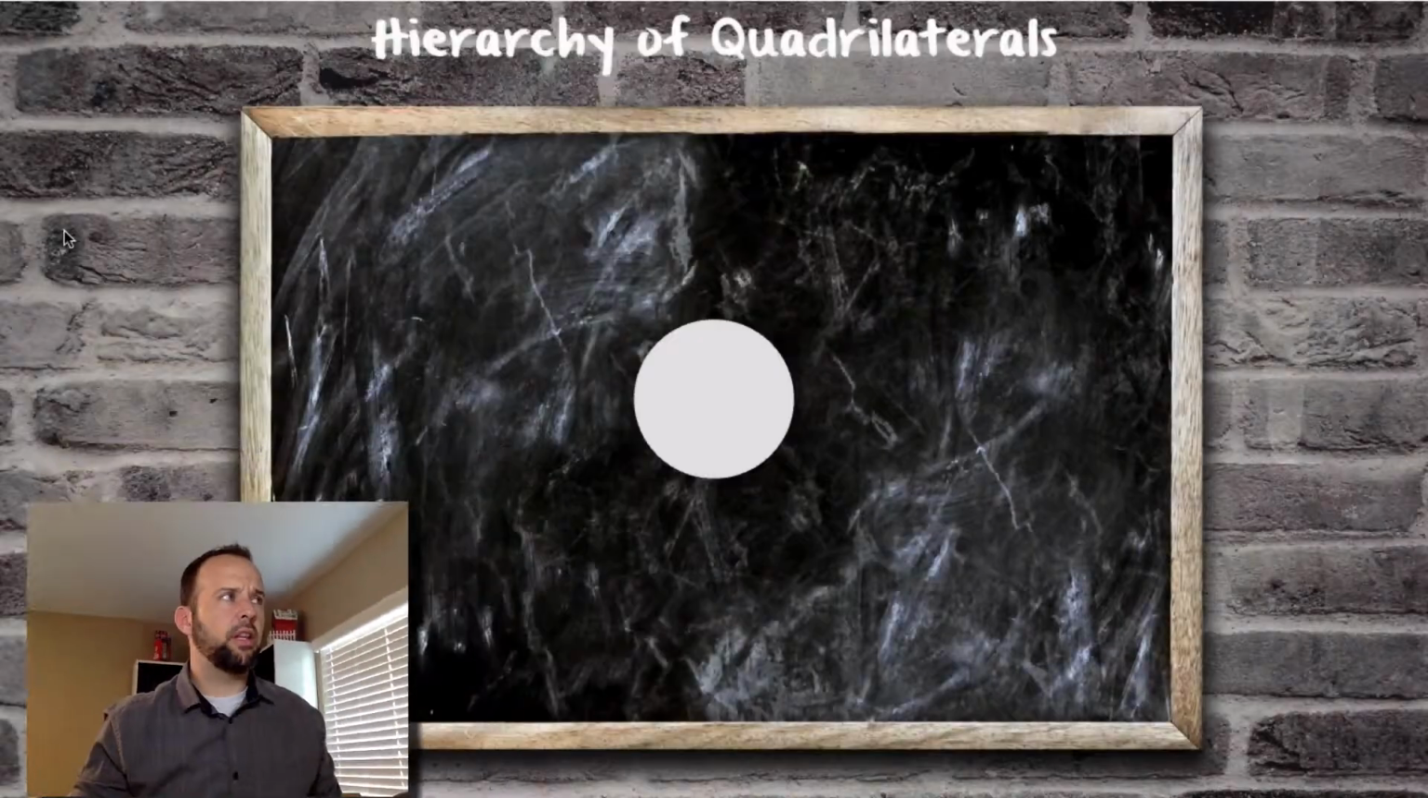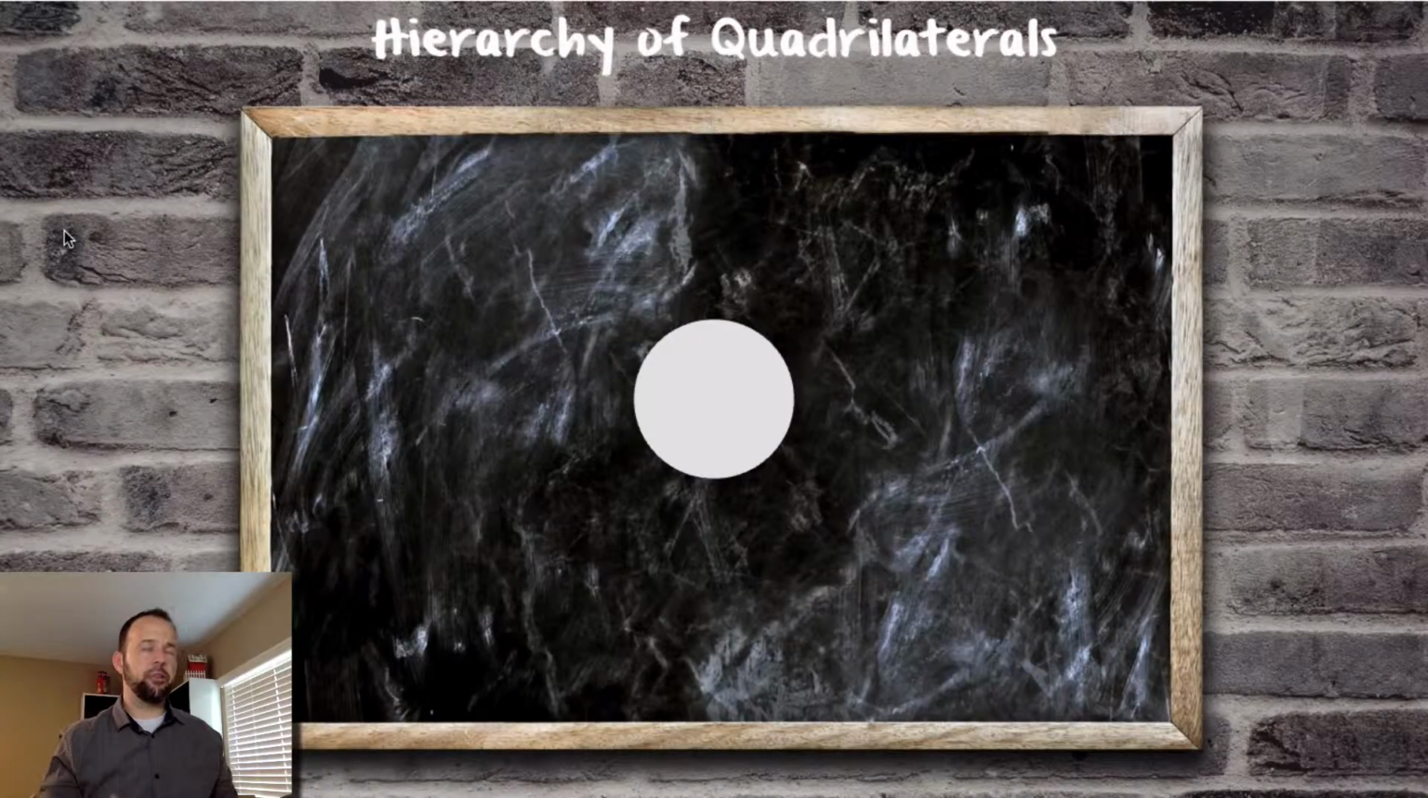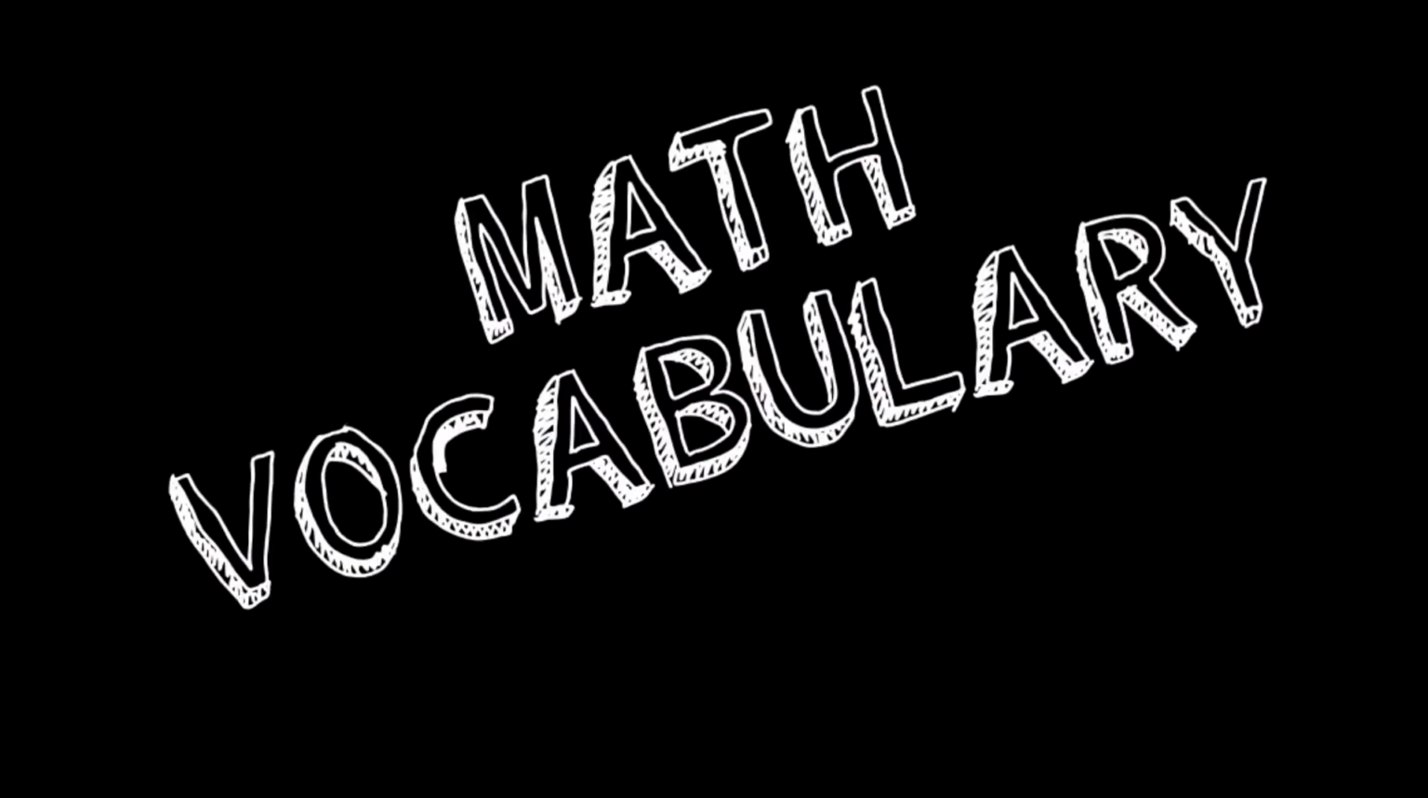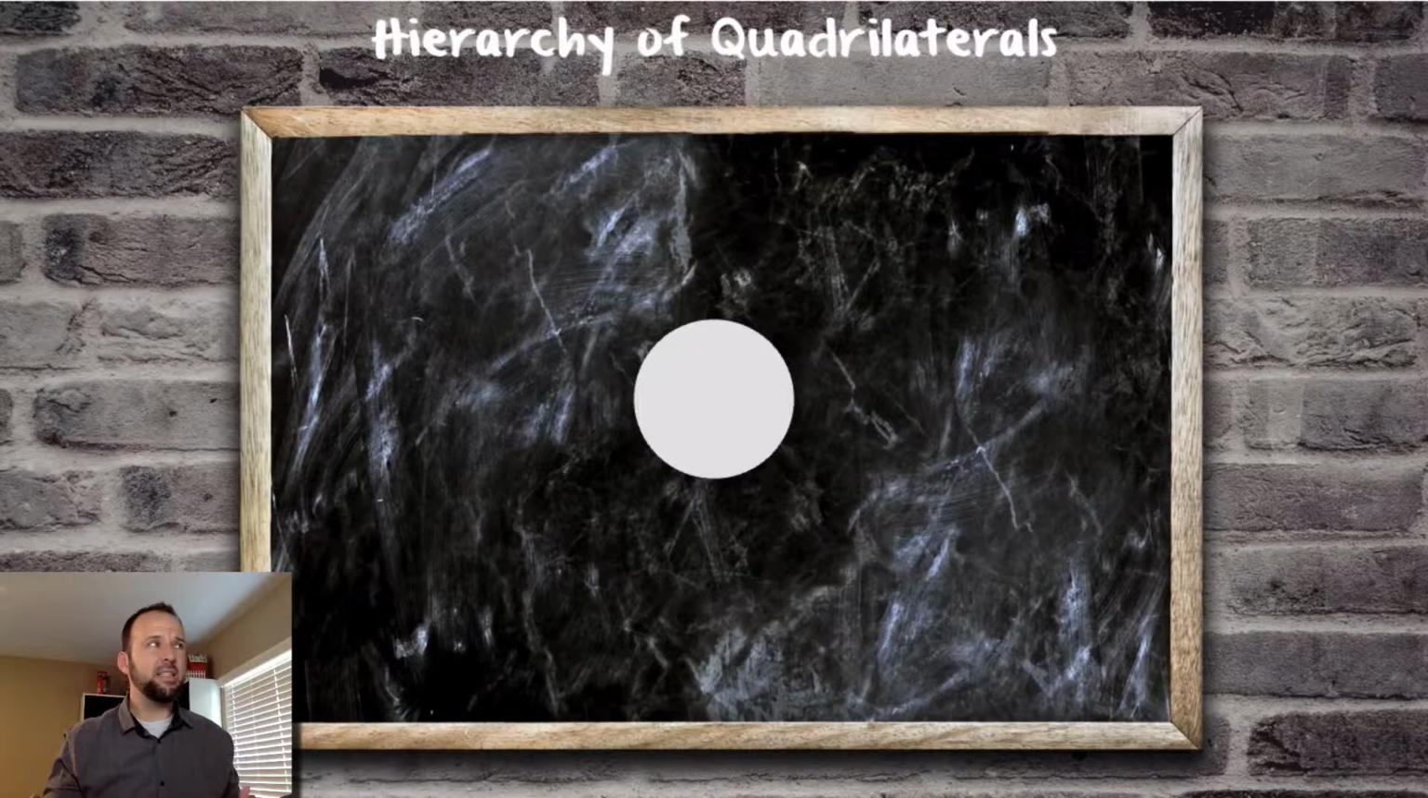All right, guys, so let's start off. I made a handy little chart here about the hierarchy of quadrilaterals, and we know what a quadrilateral is, so that's not a new vocabulary term for us, but hierarchy might be something that's kind of new. And a hierarchy is not necessarily a math term, it's just a general term. Math vocabulary. And what it means is kind of like the ranking order of something, okay?